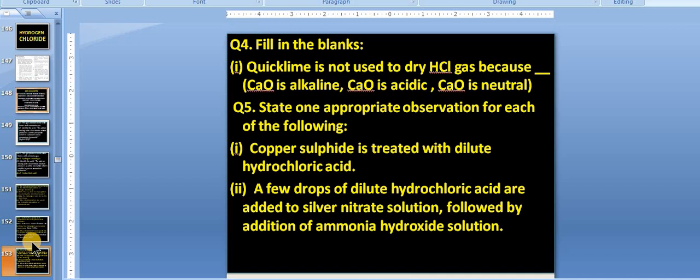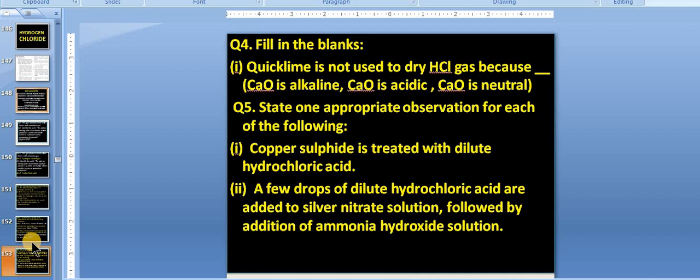Treated with dilute hydrochloric acid. So please see, you should not write here what is formed. For example, some students will write, sir, CuCl2 is formed. That is wrong. What they ask is the observation. So you have to write the observation. Now which gas is released? Can you please tell? Gaurav, it is not sulfur dioxide, my dear.